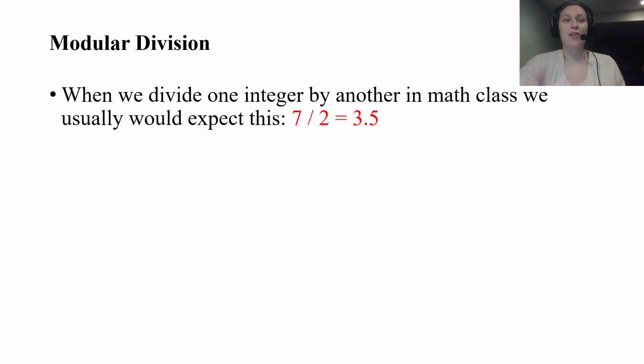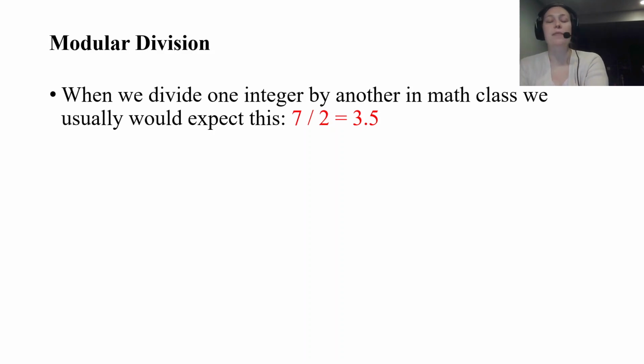We're almost there. One of the last things we're going to talk about is that modular division, that percent sign we saw in our compound operator. Let's talk about what modular division is. So we talked about integer division, how when we take 7 divided by 2, it's how many times does 2 go into 7 evenly. In math class, when we take 7 divided by 2, we get 3.5, and we would expect that to be the answer. I want you to think back to when you first learned about division.